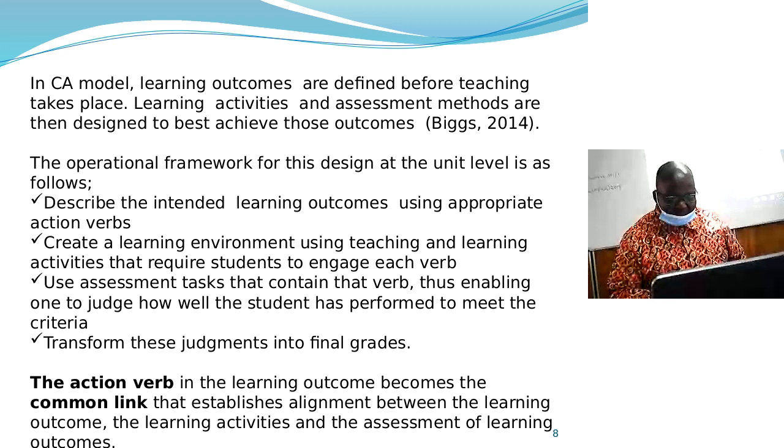For example, if the intended learning outcome is to develop writing skills, then the activities that you develop will revolve around writing, and the assessment will involve writing an essay instead of a multiple choice exam. The action verb in the learning outcome is the common link that establishes alignment between the learning outcomes, the learning activities, and the assessment of learning outcomes. So, the idea of alignment is to ensure that there is coherence in the program.